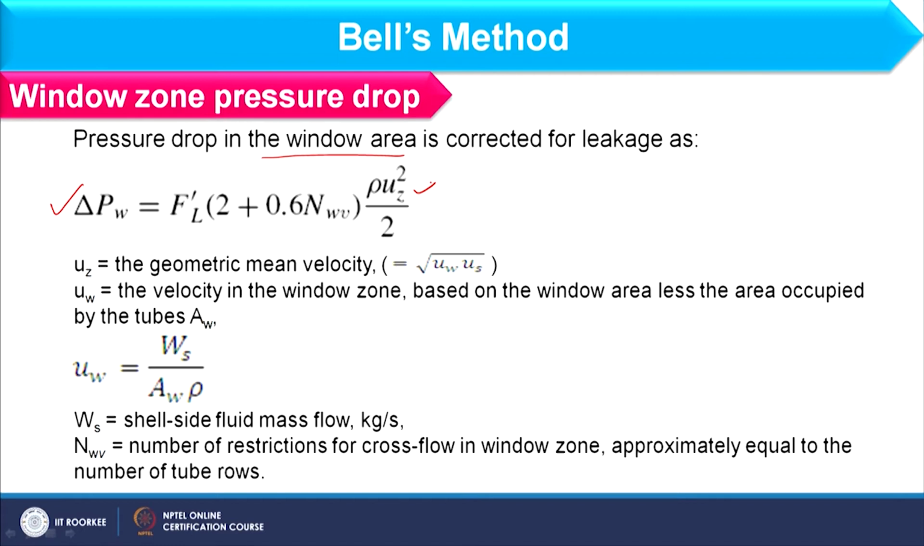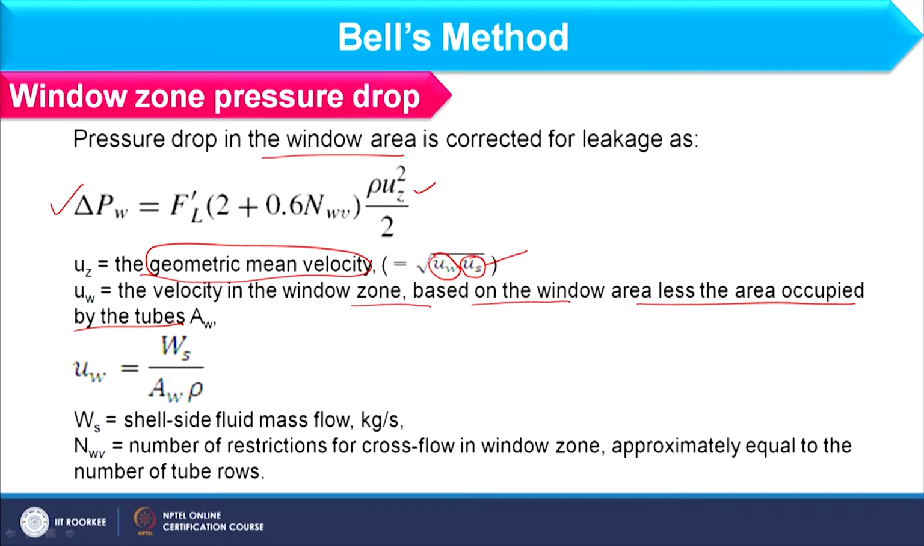So, here as far as uz is concerned, this is the geometric mean velocity. Geometric mean velocity of which velocities? The velocity occurring in the cross flow zone and the velocity occurring in the window zone. So that should be the geometric mean of uw as well as us, that is for the cross flow zone, which you have already seen in Kern's method, and uw is basically the velocity in the window zone based on window area less the area occupied by the tubes.